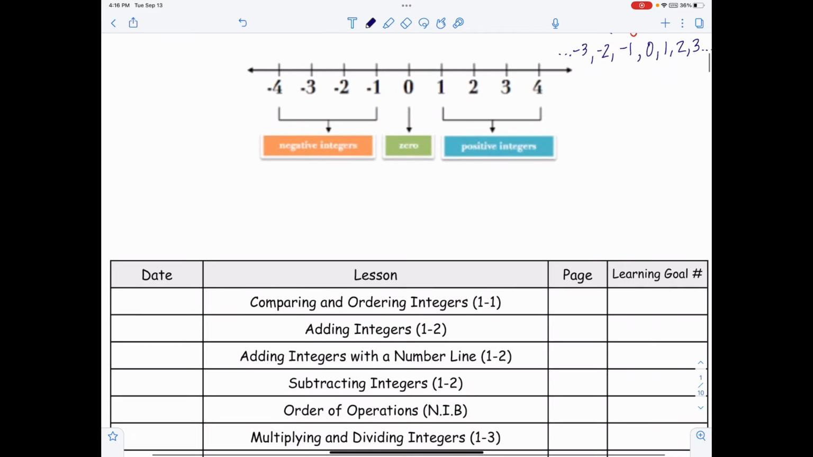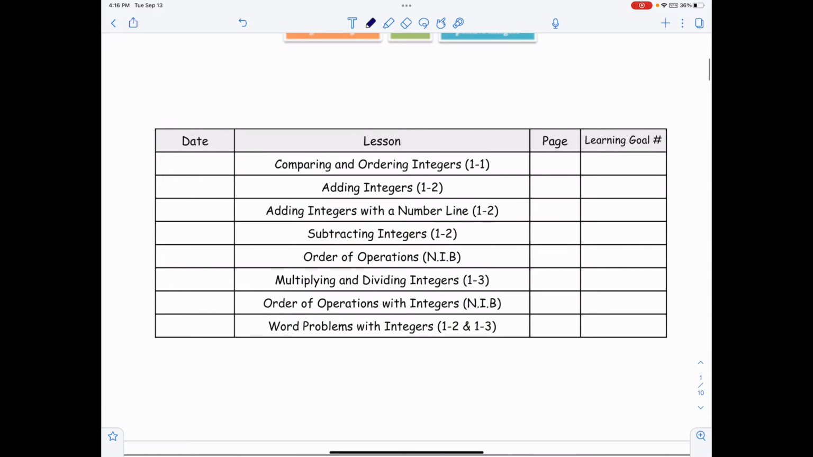So let's go ahead and move down here. We'll take a look at an intro to this unit. Let's start off by putting the date here, and we're going to be doing comparing and ordering integers. This is 1-1. Don't worry about a page number here unless you want to be numbering your pages. Our learning goals for today are learning goals number 1, 2, and 3. So go ahead and put those in, and I'll explain what the learning goals are later.